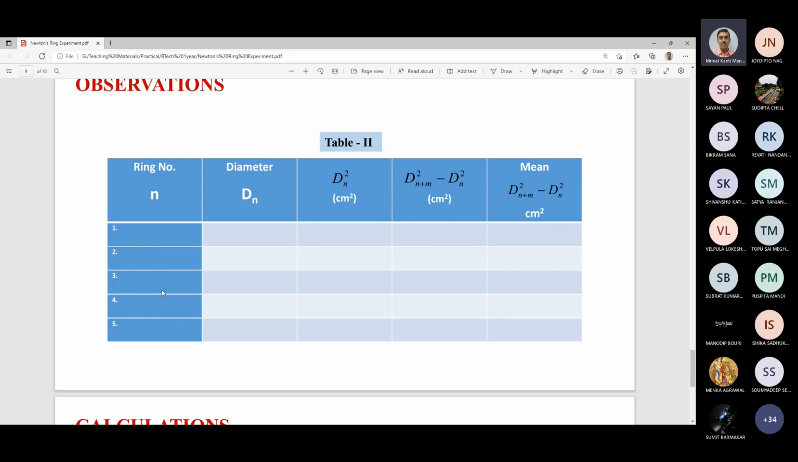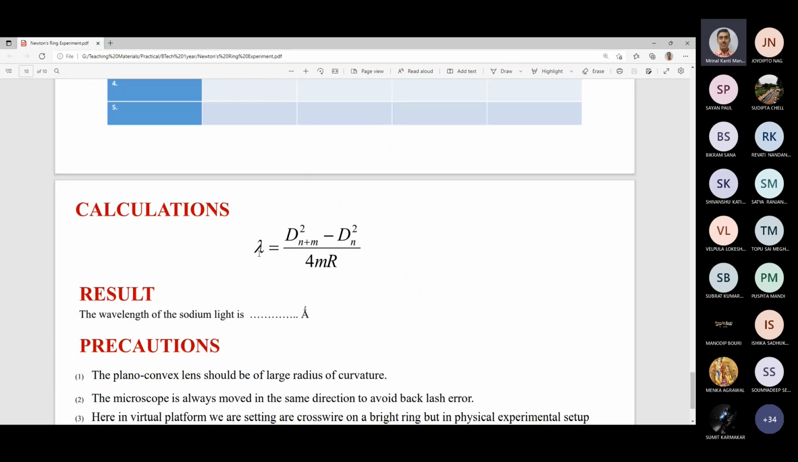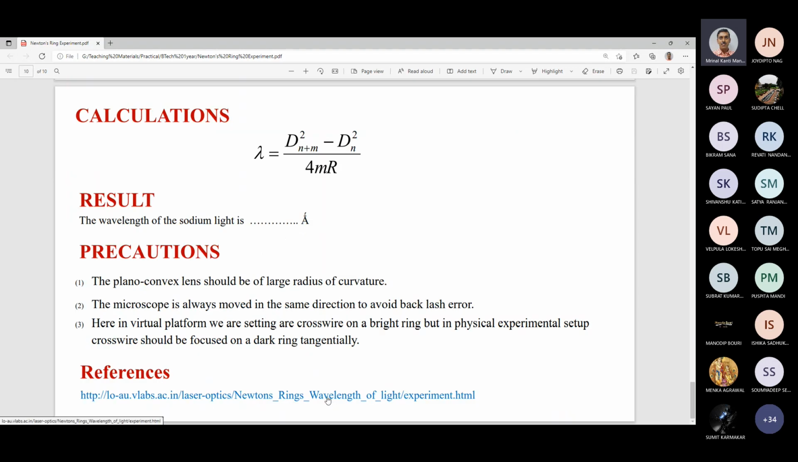So what is the fifth ring? This ring. This is 2, 3, 4, 5. So this diameter minus this diameter, you put it here. And in this way you will continue, and then you take the mean of this reading. Then you can calculate lambda. This mean value of dn plus m square minus dn square, divided by 4 m R, is the result, the wavelength of the unknown light. And these are the precautions. Next we go to the experiment, then you can understand.